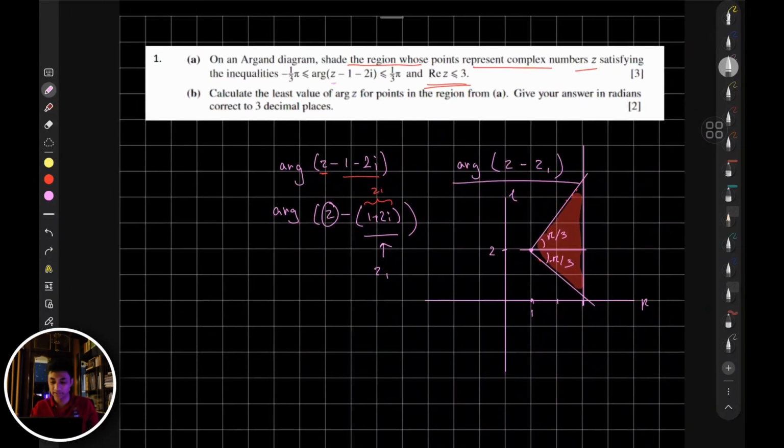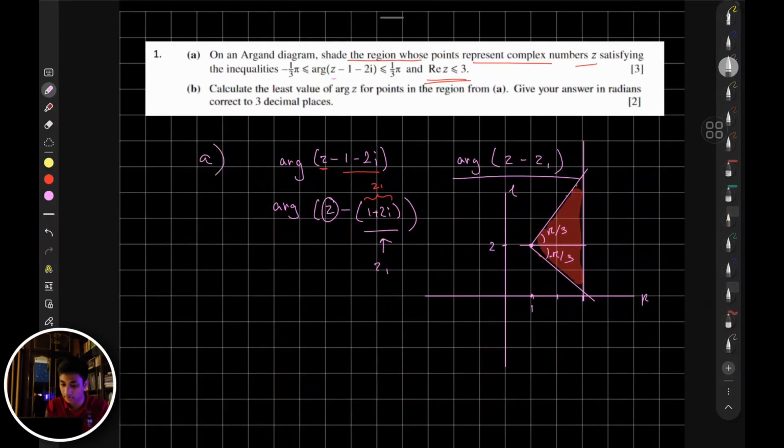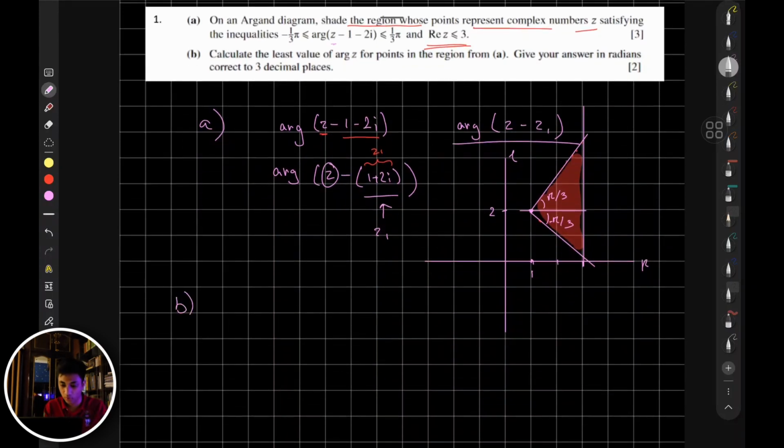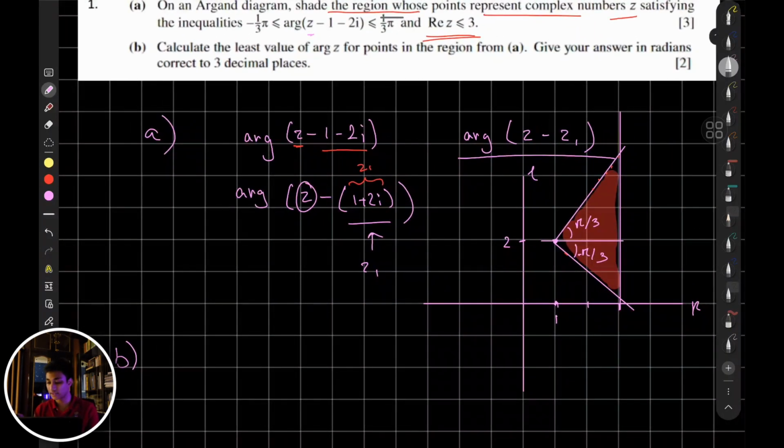Great. Next, b. This was a. They just asked you to draw the Argand diagram. Next is b. What are they telling you? Calculate the least value of argument z for points in the region from A. Give your answer in radians correct to 3 decimal places. So z can lie anywhere in this shaded region. It can lie on this line, it can lie in between, it can lie anywhere within this triangle.